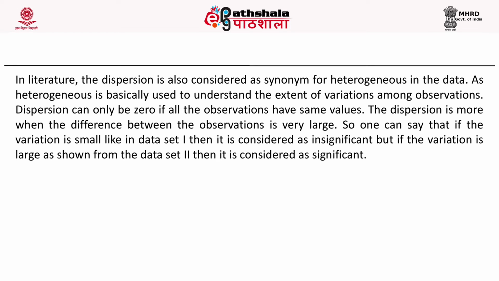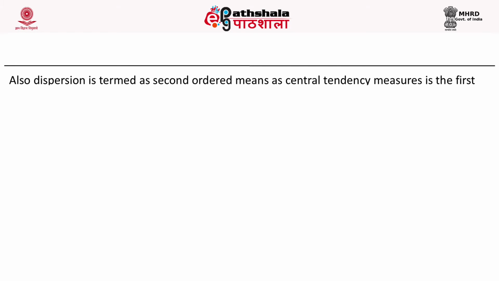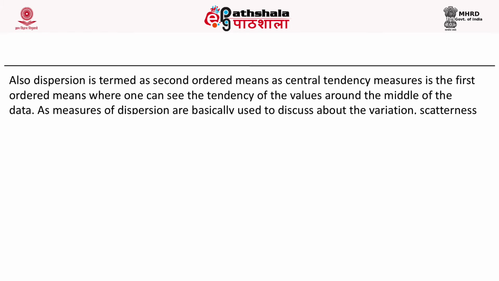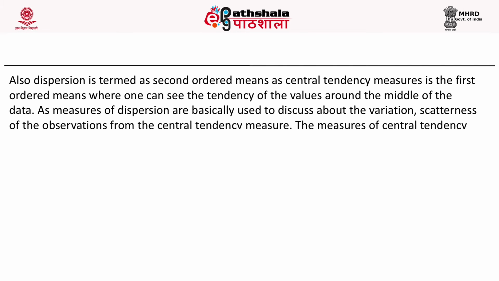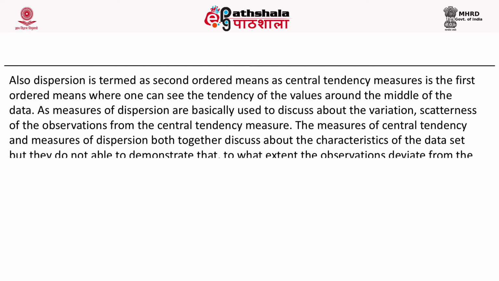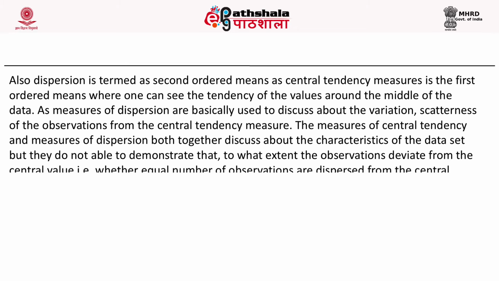Dispersion can only be 0 if all the observations have the same values. The dispersion is more when the difference between the observations is very large. So one can say that if the variation is small, like in data set 1, then it is considered insignificant, but if the variation is large, as shown in data set 2, then it is considered significant. Also, dispersion is termed the second order mean, as central tendency measure is the first order mean where one can see the tendency of the values around the middle of the data, whereas measures of dispersion are basically used to discuss the variation and scatteredness of the observations from the central tendency measure.